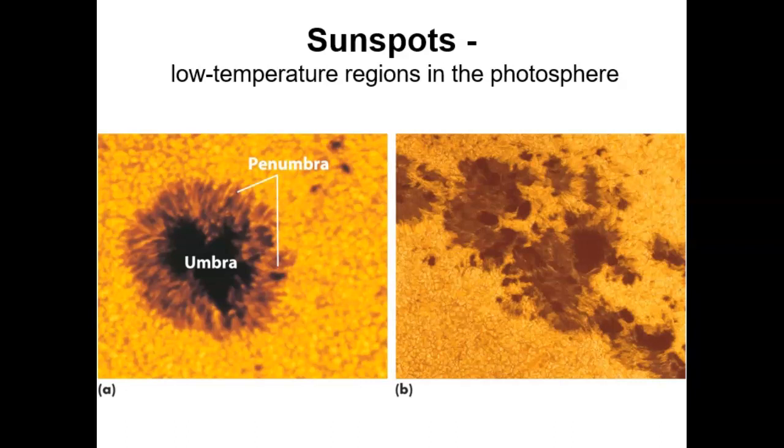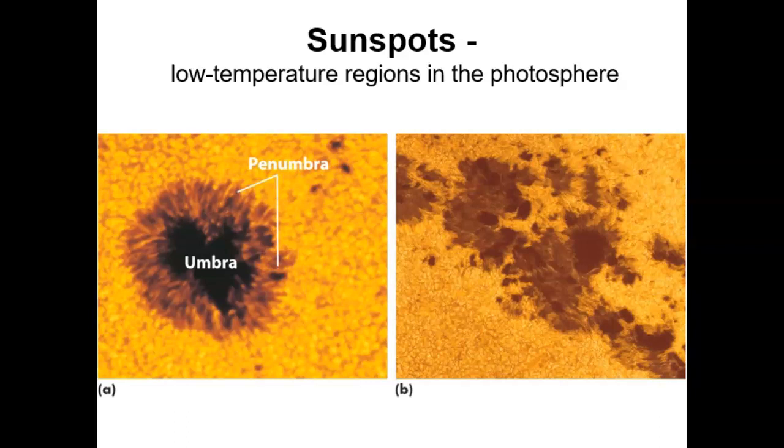In this video, we're going to talk about sunspots and what they are. Sunspots are regions on the sun in the photosphere where some areas are lower temperatures than the surrounding areas. And what happens there is that it causes the region to appear dark on the sun.